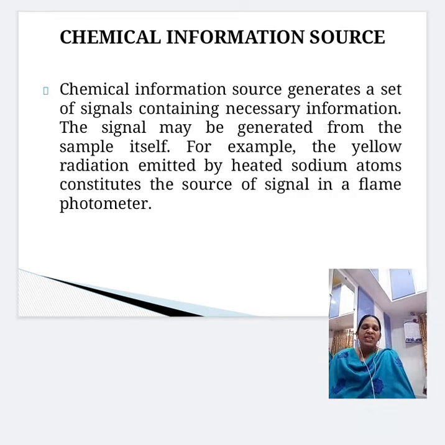So when the information from the sample comes out, that is called chemical information source. When it generates a set of signals containing necessary information, the signal may be generated from the sample itself. For example, the yellow radiation emitted by the heated sodium atoms constitutes the source of signal in a flame photometer.